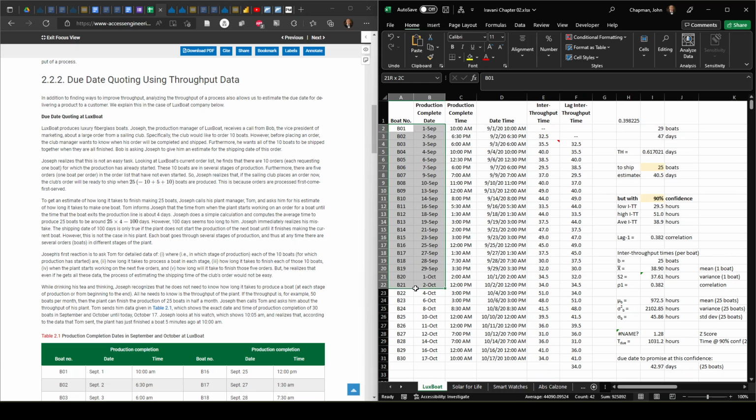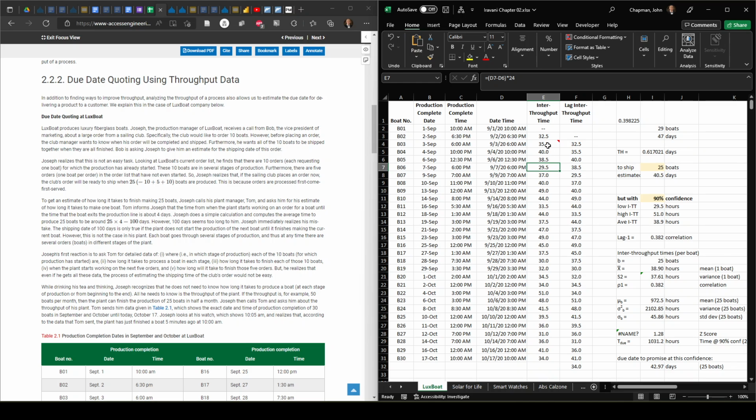And here we have each boat number. We have a production complete date and time. And I combine those into a single column. I calculate an inter-throughput time by simply taking the difference between the completions. Okay, so the difference between boat 5 and 6 here, and because it's an Excel value, I'm going to multiply that by 24. That gives us 29.5 hours.